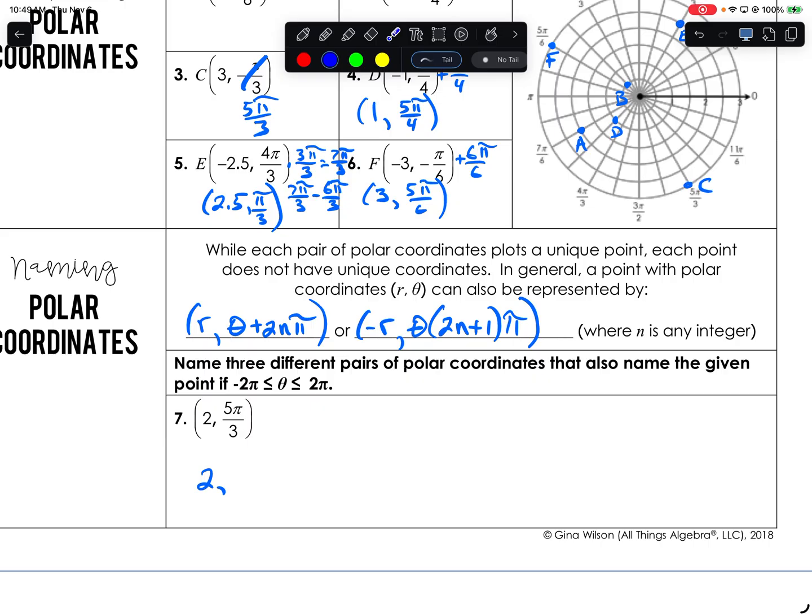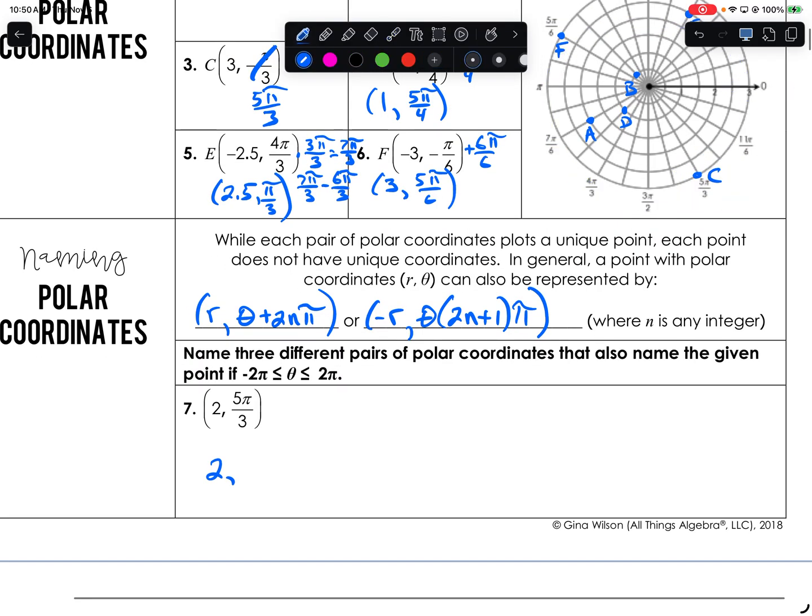Because 5 pi over 3 is really close to 2 pi, right? So then I'm going to have to subtract to go around this way, right? To end up in the same place. So if I subtract, what do I subtract though? 6 pi over 3. Double the denominator. That's the easiest way to remember to deal with that 2 pi, right? So 5 pi over 3 minus 6 pi over 3 is negative pi over 3.